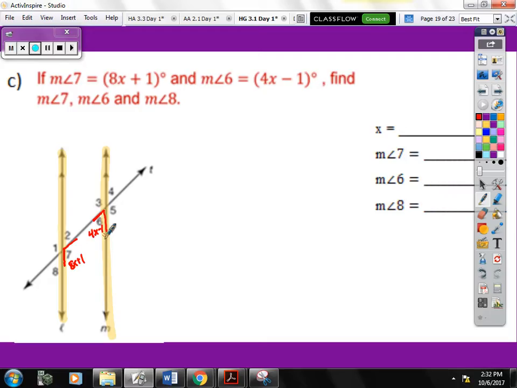So now, again, we want to classify these. We have our parallel lines. So both of these angles are inside of the parallel lines. So these are some type of interior angles. Are they alternate interior angles or are they same side? Well, here's our transversal. These are not alternating, they are same side.